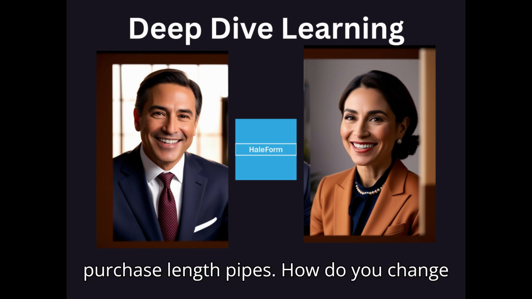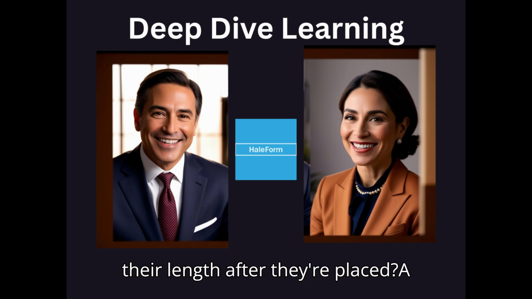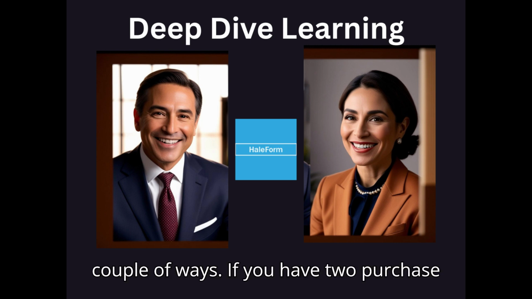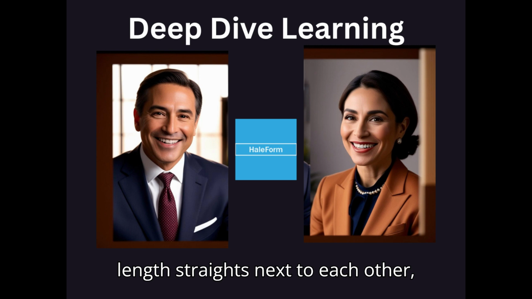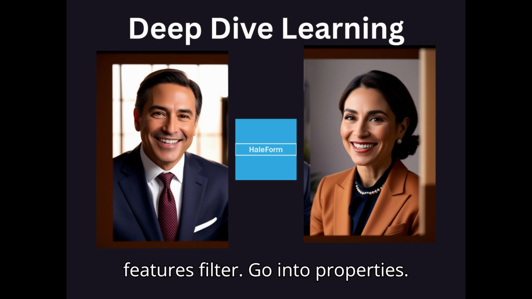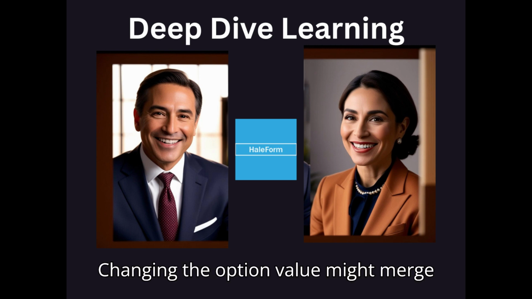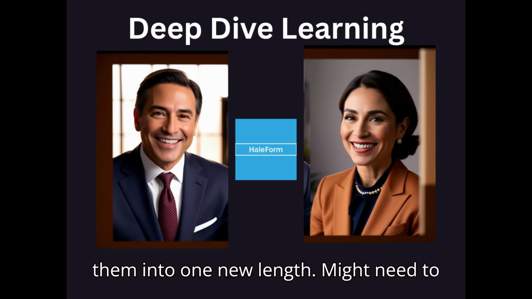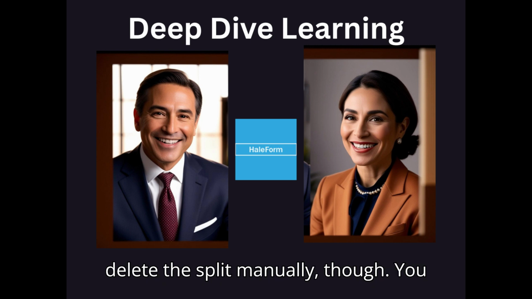Okay, back to those purchase length pipes. How do we change their length after they're placed? Couple of ways. If you have two purchase length straights next to each other, select both. Use Ctrl plus the Select Piping Features filter. Go into Properties. Changing the option value might merge them into one new length. Might need to delete the split manually, though.